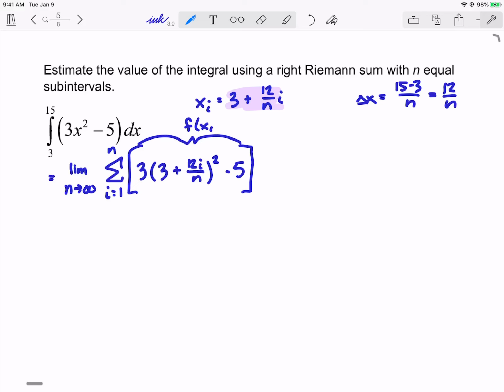f of x sub i, recall, represents the height of a given rectangle. And I multiply that by the width, which is 12 over n. So 12 over n represents the width of a given rectangle.